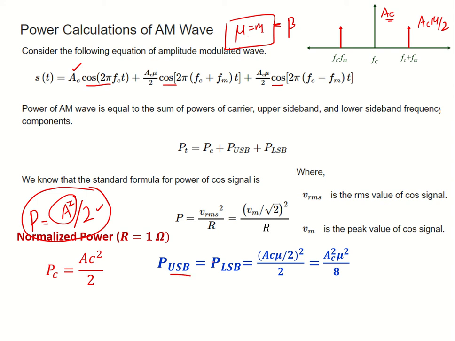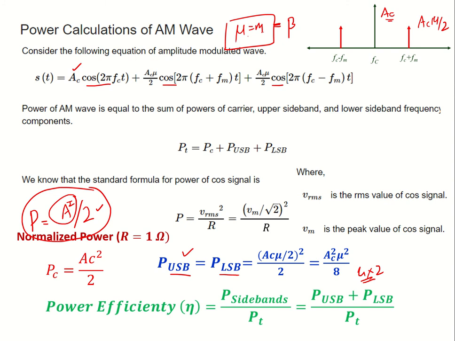So the power of the upper sideband and lower sideband will be basically, if you just take the square of this, AC square mu square divided by 4 multiplied by 2. So 4 into 2 will be 8. That is the power calculation of the upper sideband and the lower sideband. And if you want to calculate the power efficiency, that will be the power of the sidebands divided by the total power.